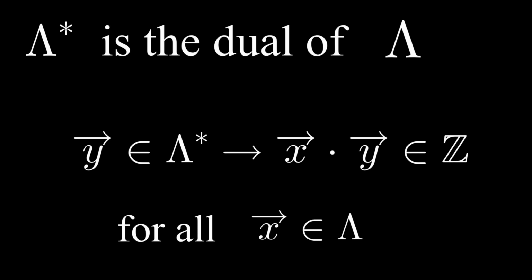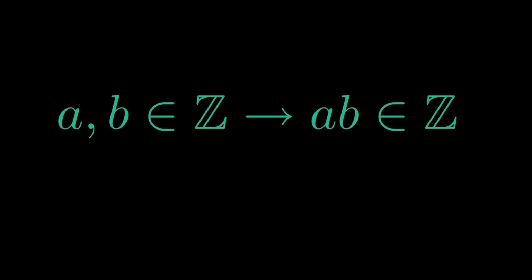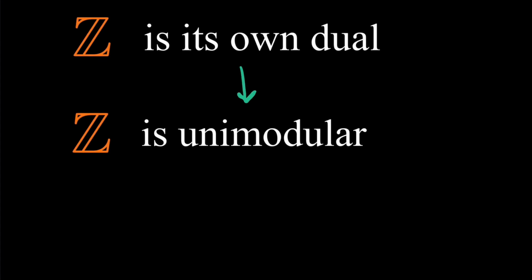integer length. It is clear that the integers are self-dual. If I multiply 2 integers, the result is always an integer. That means that the dual lattice of the integers is itself. This is an incredibly special property of a lattice, and we say the integers are unimodular, since they are self-dual. This is not true in general.